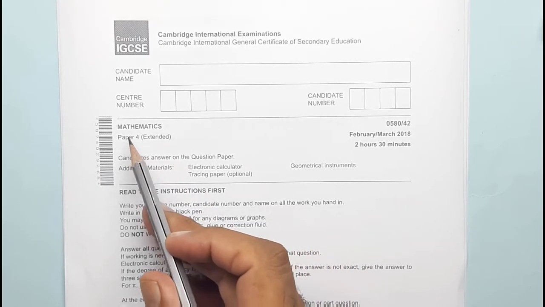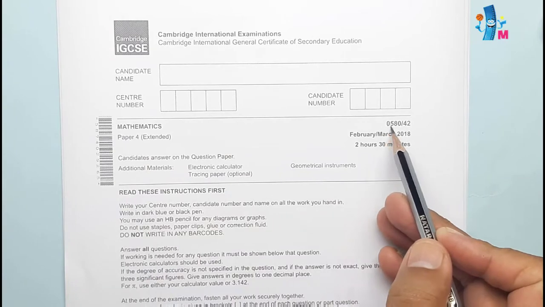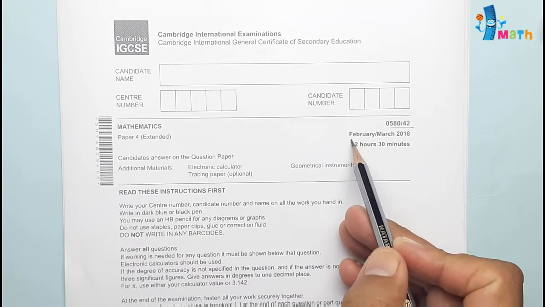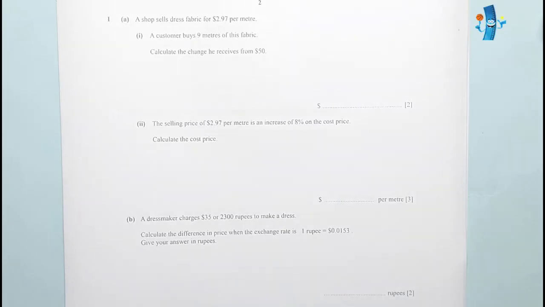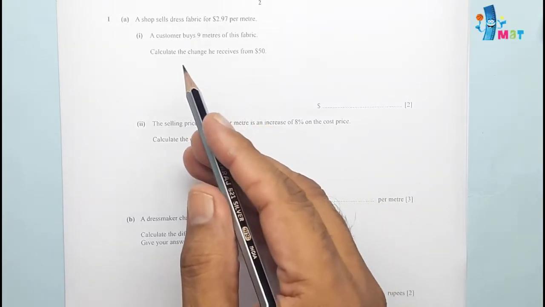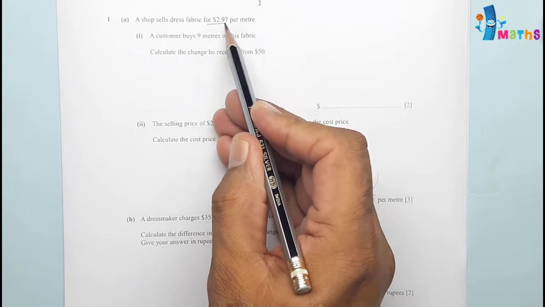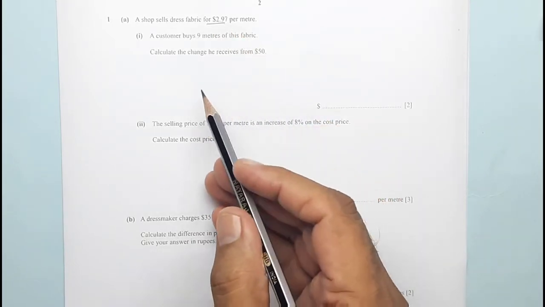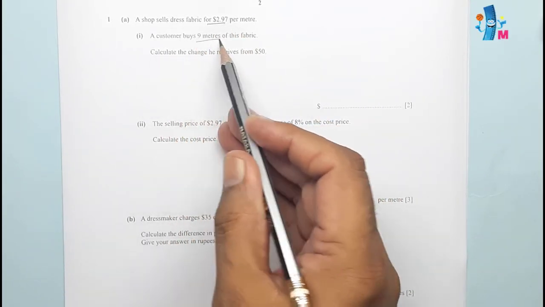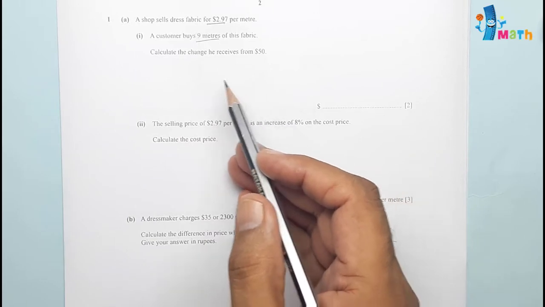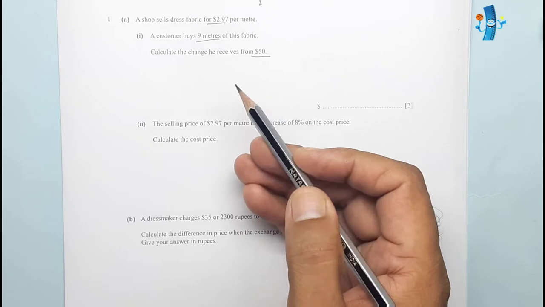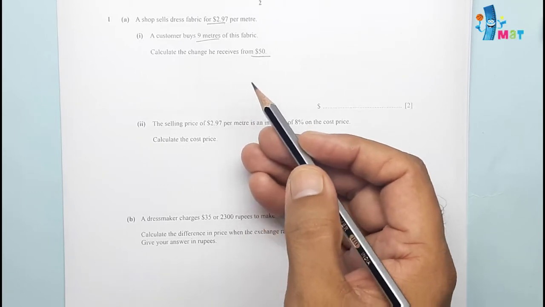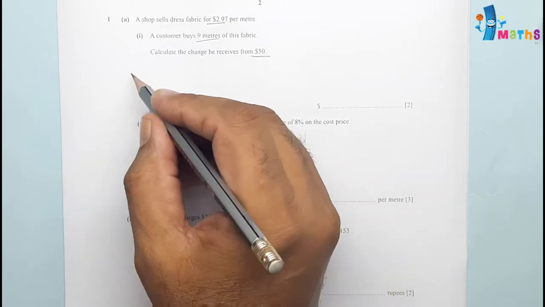Today we'll be going through Mathematics paper 4, 0580/42, Feb March 2018. Okay, question number 1. A shop sells dress fabric for $2.97 per meter. A customer buys 9 meters of this fabric. Calculate the change he receives from $50. So he has paid $50 and how much change will he be getting?